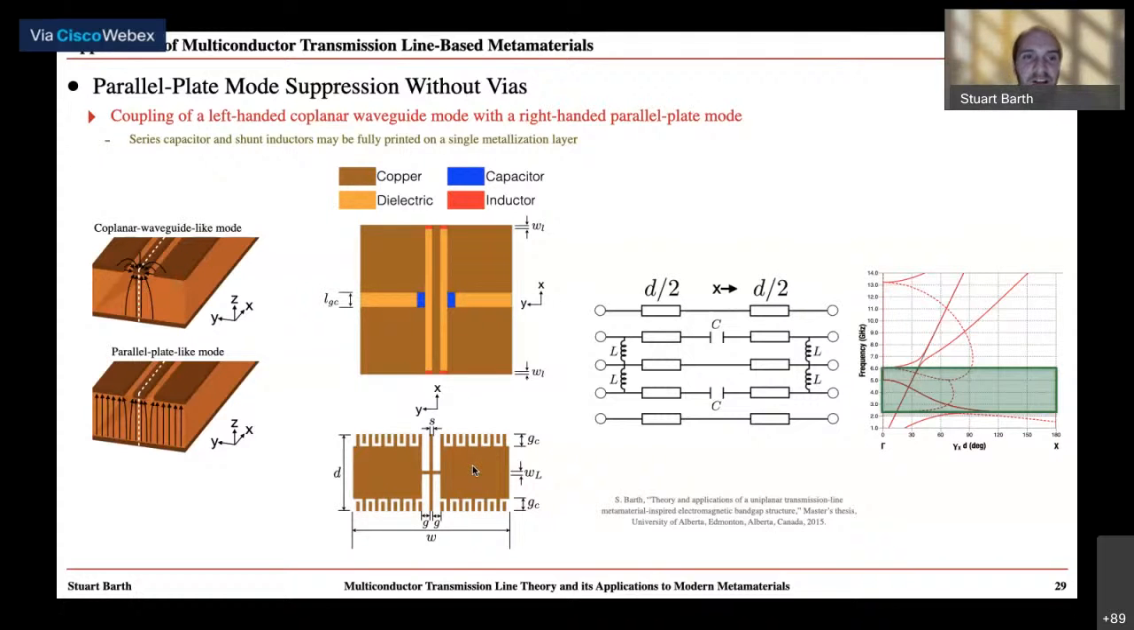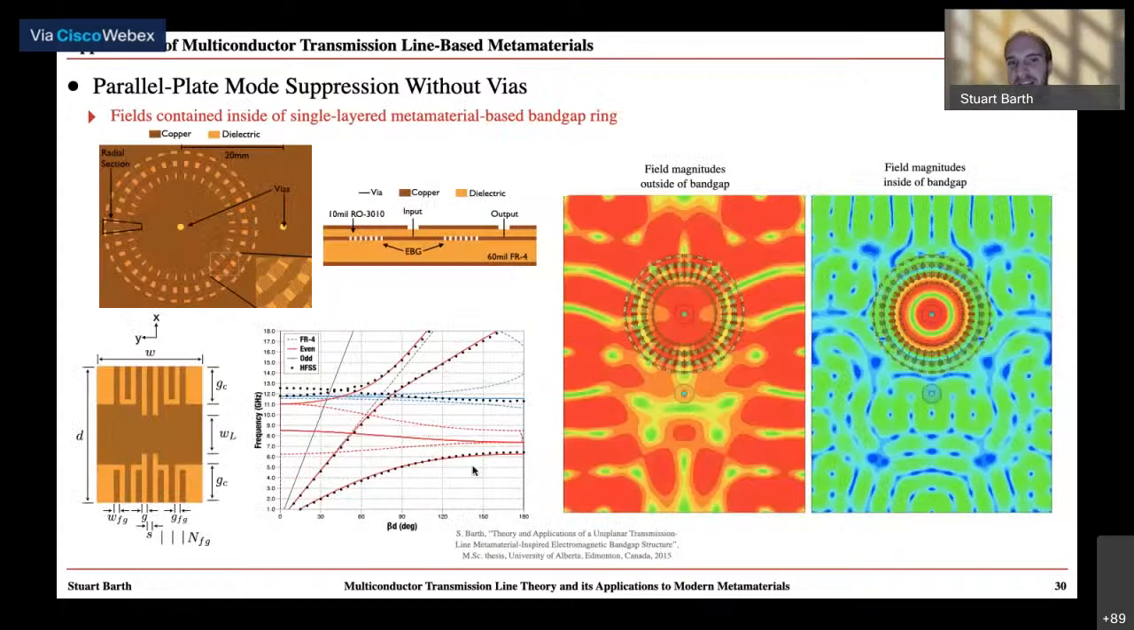So what we showed for this is that we could contain fields inside of a single-layered metamaterial-based bandgap ring. So what we did was we took this EBG, metamaterial electromagnetic bandgap structure, and we folded it into a circle. And we looked at the transmission of signals between a via inside of the circle and a via outside of the circle. I've shown a view of that here in the top left, and beside it, a cross-sectional view where the metamaterial exists on a single copper layer inside of this multi-layer PCB environment. And the structure is shown on the bottom right-hand side, which has dispersive properties shown in this dispersion diagram here.